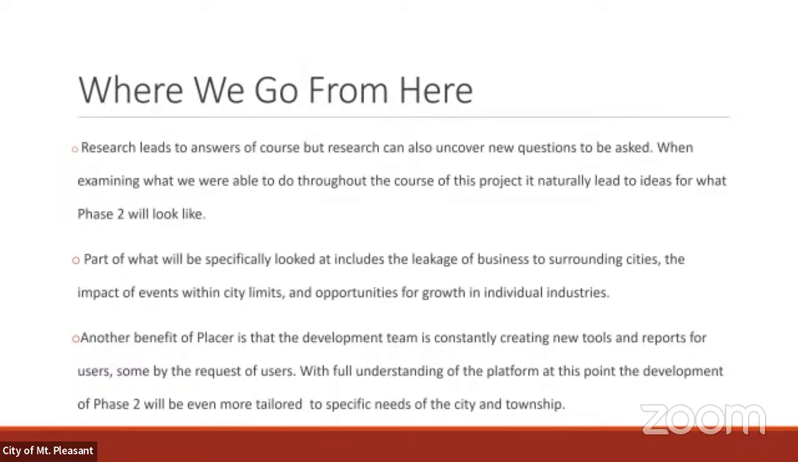So we'll be able to look at the impact of city events and opportunities for growth in individual industries, and a lot of that is going to change and morph as Placer changes and morphs. That's one of the great things about Placer: the team is constantly developing new tools and new reports for users to be able to look at and draw conclusions from.